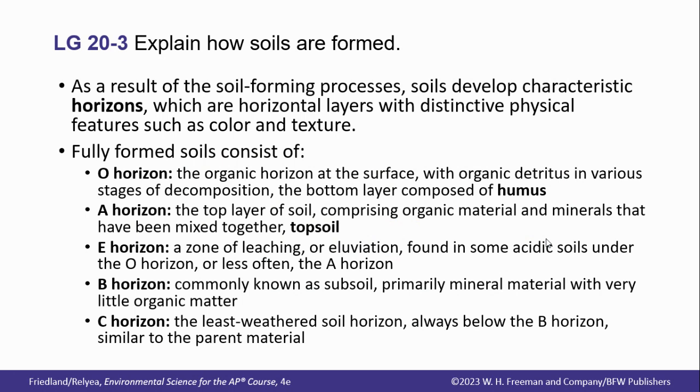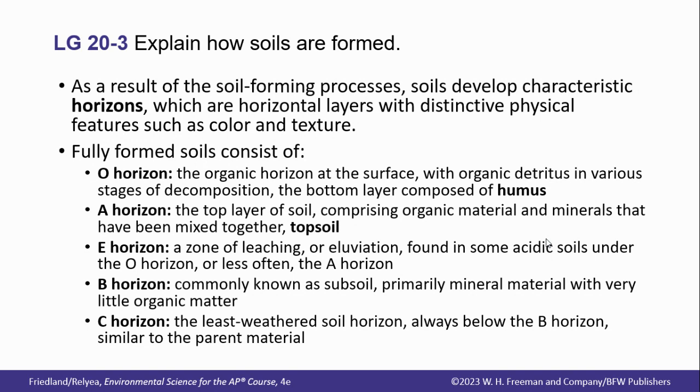As a result of soil forming processes, soil develops characteristic horizons, which are horizontal layers with distinctive physical features such as color and texture. Fully formed soils consist of the O horizon, the organic horizon at the surface, which has organic detritus in various stages of decomposition, and the bottom layer composed of humus. The A horizon, a top layer of soil comprised of organic material and minerals that have been mixed together, is called topsoil. The E horizon is the zone of leaching and evaporation found in some acidic soils under the O horizon, or less often the A horizon.